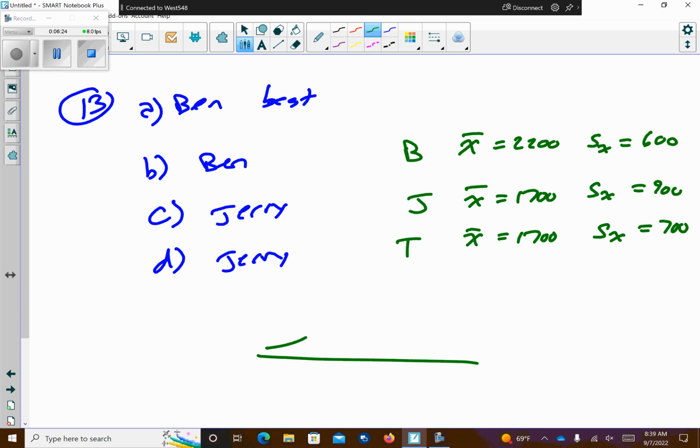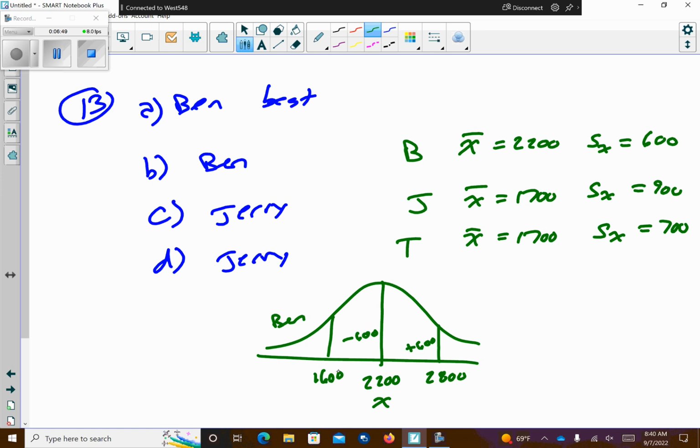Okay? Ben, if I were to do a normal curve, his average, his mean is right there in the middle. So this is Ben. And then a standard deviation goes out 600. So this goes to 2,800. What I did is I went plus 600. And then I go minus 600. And that's going to give me 1,600. Okay? So you kind of look at how far this standard deviation is from each other.